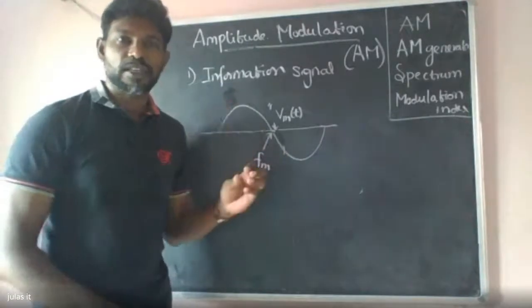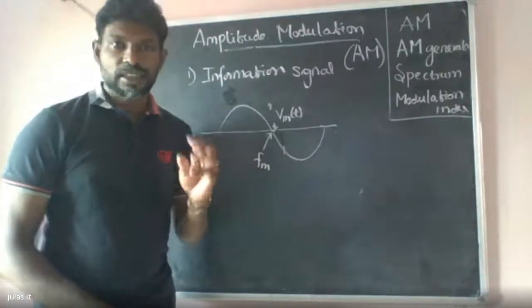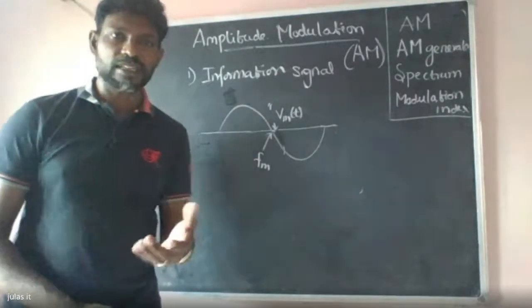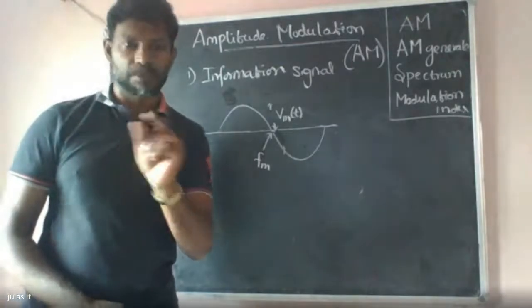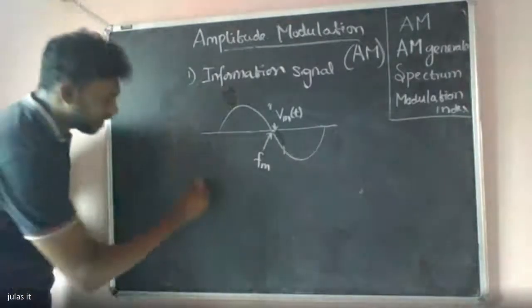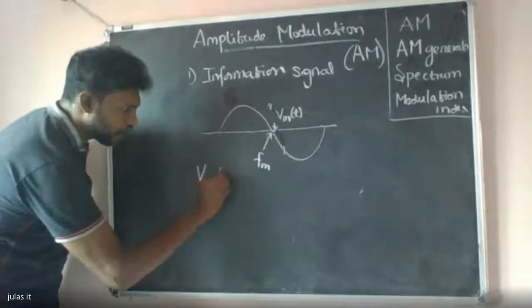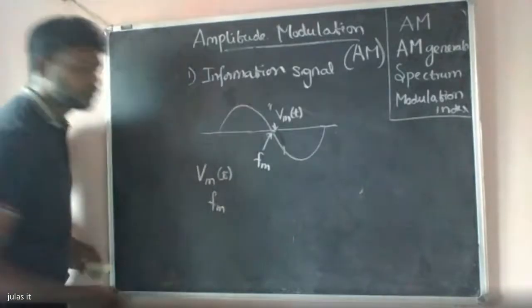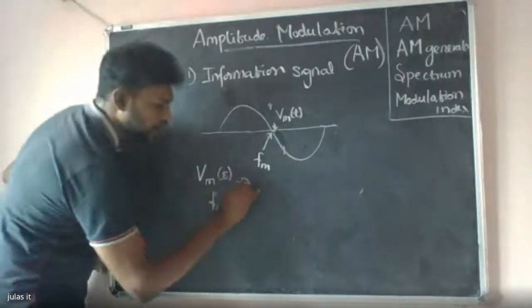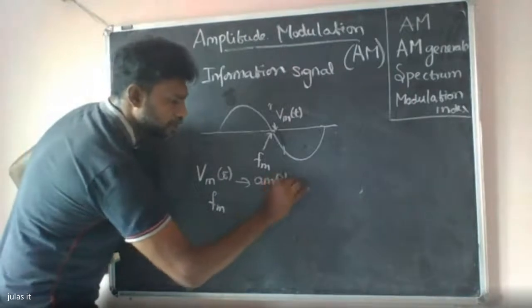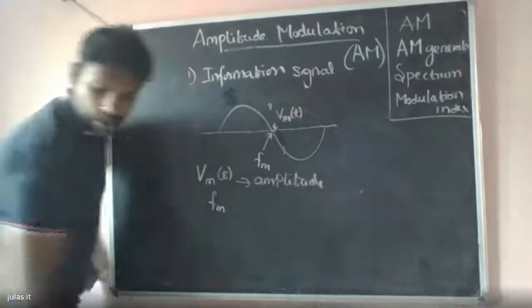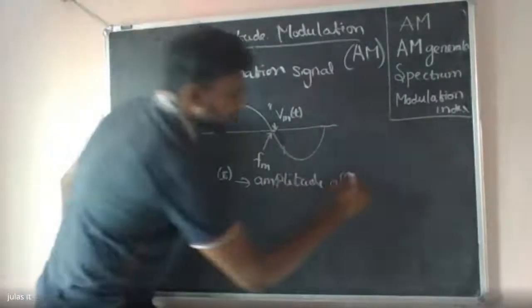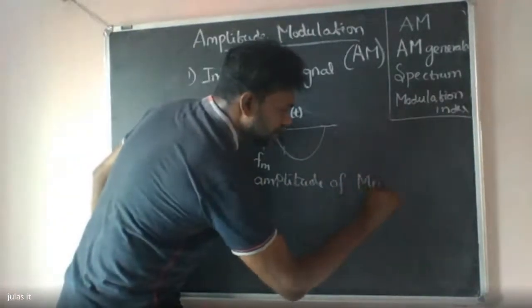So we call this a modulating signal, right? That is, it is going to be modulated. Since it is a modulating signal, for easy understanding we have the caption as M. Okay, so if I take Vm of t, right? Next we have Fm. Okay, so this is nothing but the amplitude of the message signal.